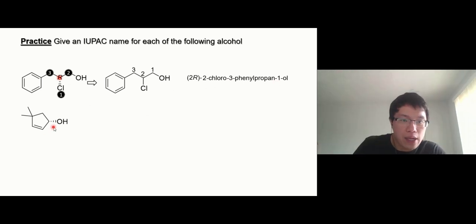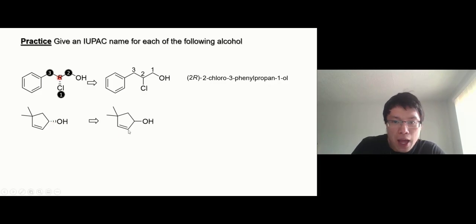All right, next one, same thing. I'm going to ignore the stereochemistry for a bit and see what we got. Oh, we got an alkene too, so you have to include the alkene in the ring. Let's see, so alcohol needs to have position 1, the highest priority.